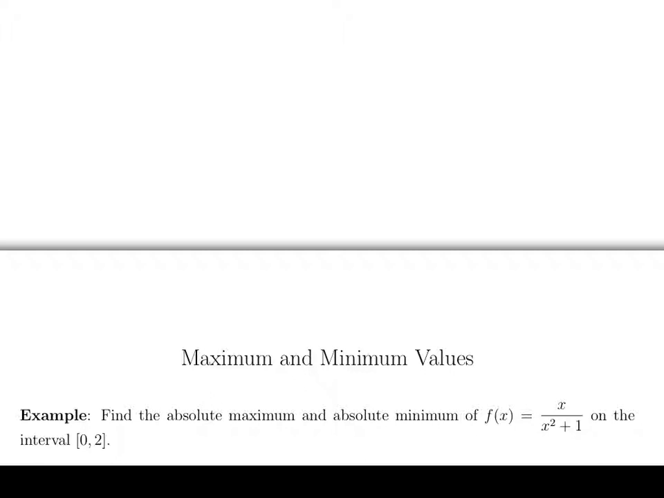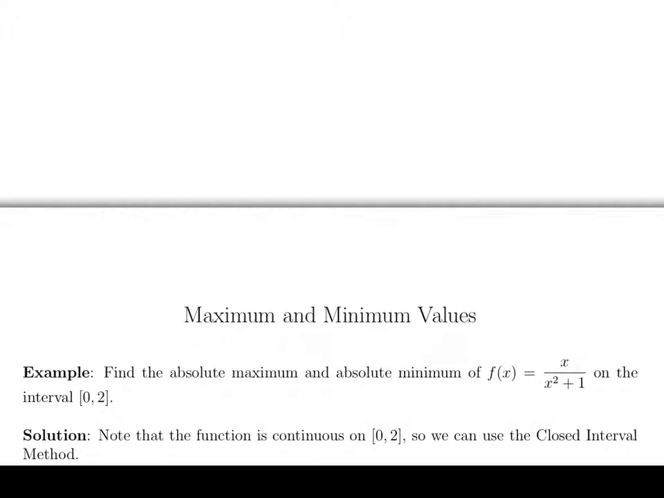So the function we'll try out is f of x equals x over x squared plus 1. This will be defined on the interval from 0 to 2. We want to find the absolute maximum and absolute minimum of this function. Now this function is continuous on the interval from 0 to 2, so we can use the closed interval method.